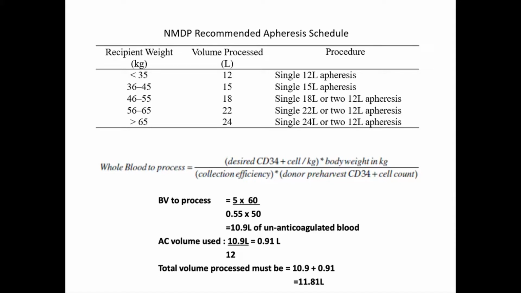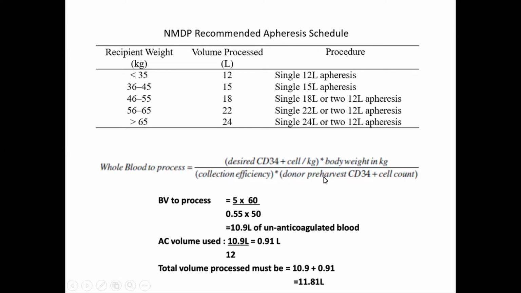The other method to process is, we have a formula. It's called whole blood to process. It is desired CD34 yield in million per kg body weight, multiplied by the body weight of the recipient, divided by collection efficiency. That is the correction factor of the equipment: how good the equipment is able to extract the CD34 cells. On an average, it ranges between 0.3 to 0.6 for all the Optia equipments, and the donor's peripheral blood CD34 count.